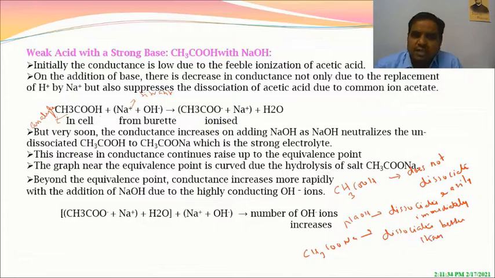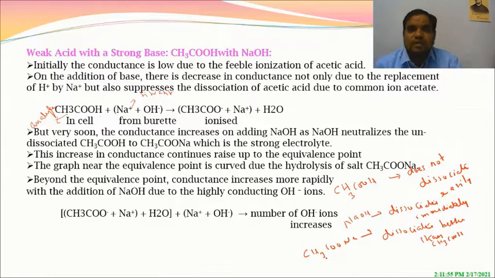Before titration, only acetic acid is present. Acetic acid does not dissociate very easily, hence low conductance. On initial addition of sodium hydroxide, acetic acid and a small amount of sodium acetate are present. Acetic acid does not dissociate easily due to the common ion effect of acetate, so the conductance slightly decreases initially during titration.